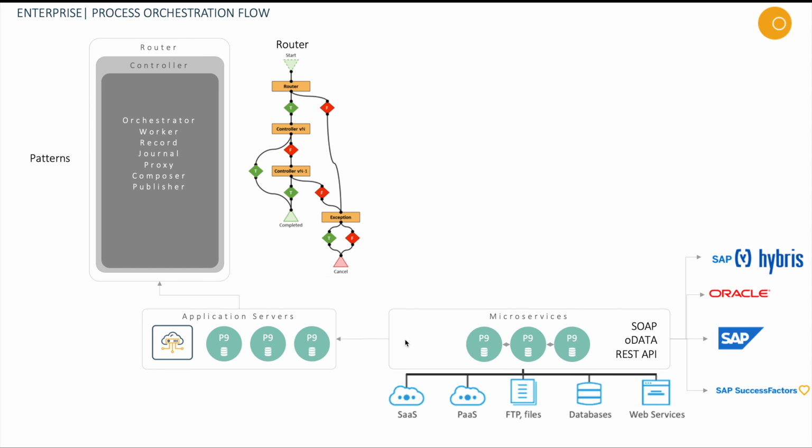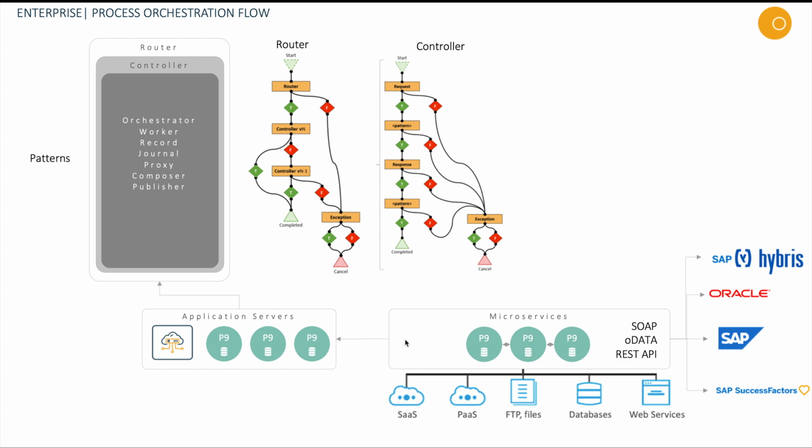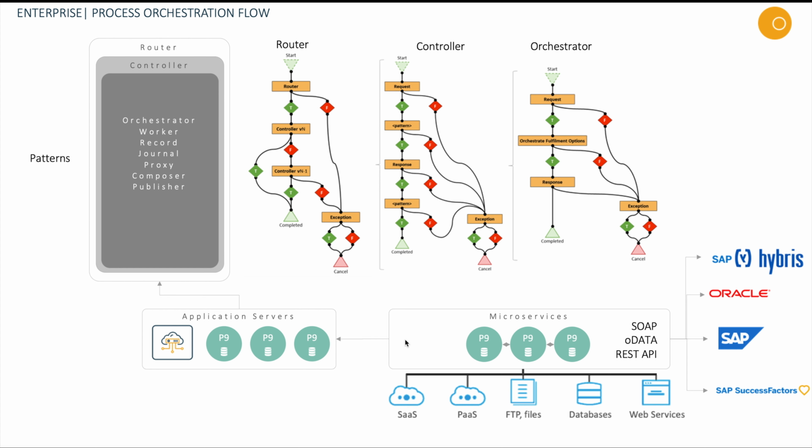In the case of the process orchestration flow, the implementation of patterns was the use at hand. So through a router-based pattern, they were able to determine which controller was actually handling that specific request. And for the controller, the orchestrator or the worker or the record or the journal or the proxy or the composer or the publisher, this will then, depending on if it's an update, or if it is external or internal, be able to connect to the specific workflow that will then take care of that request. All of which can be done through the workflow definition tool.